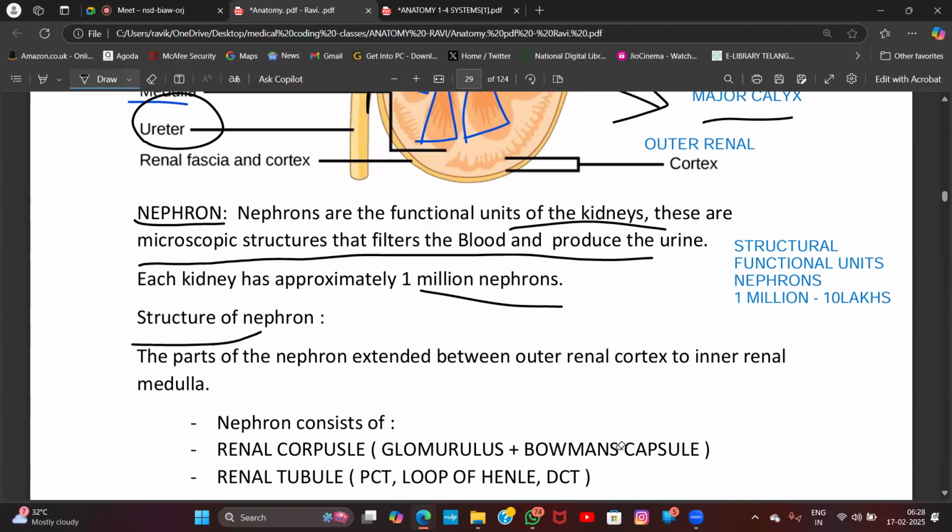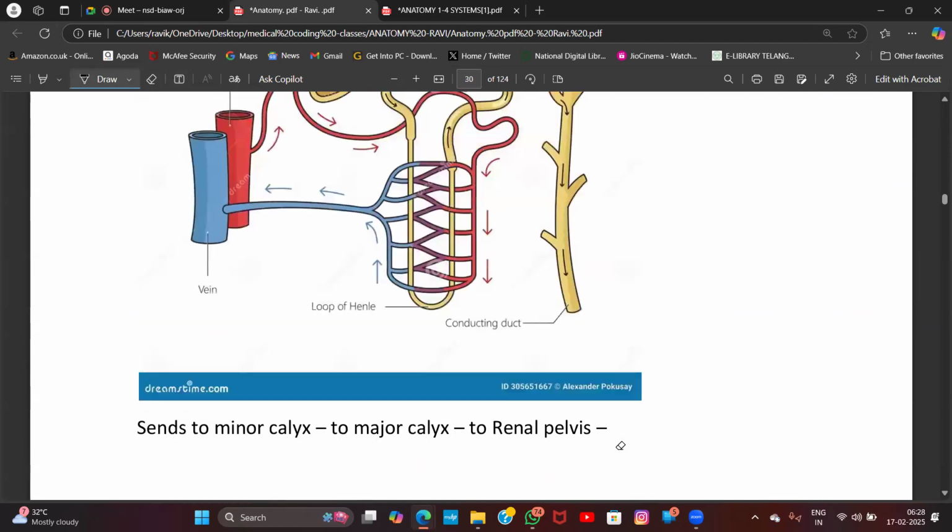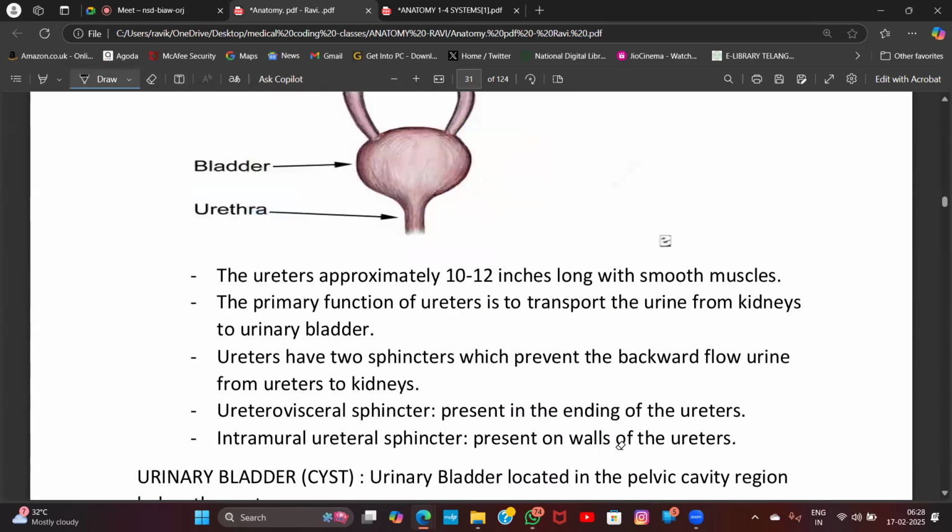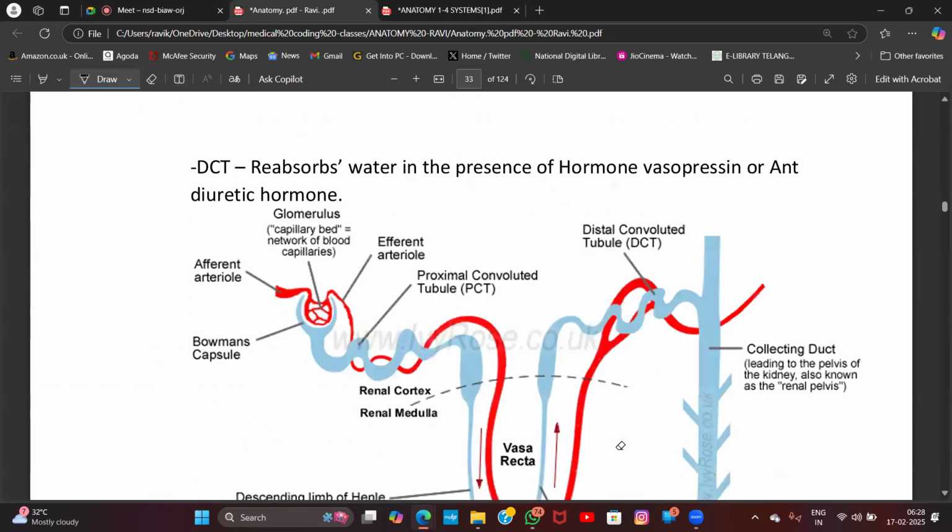Okay, the structure of nephron. The parts of the nephron extend from the renal cortex to the inner medulla. I will show you the structure of nephron, the exact structure of nephron.